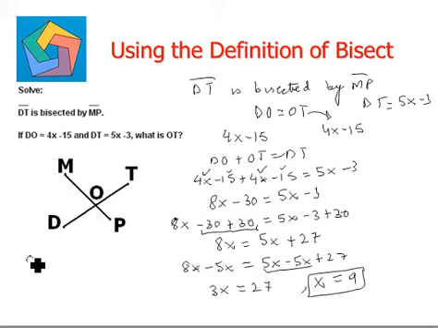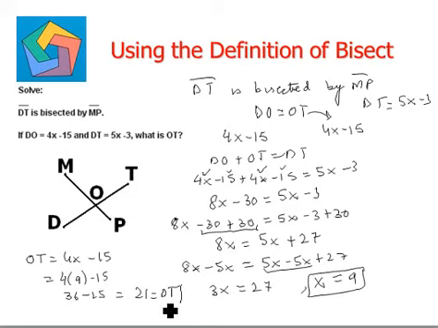Substituting, OT equals 4x minus 15. 4 times 9 minus 15, that is 36 minus 15, equals 21. So the value of OT is 21. Let's try the next question.